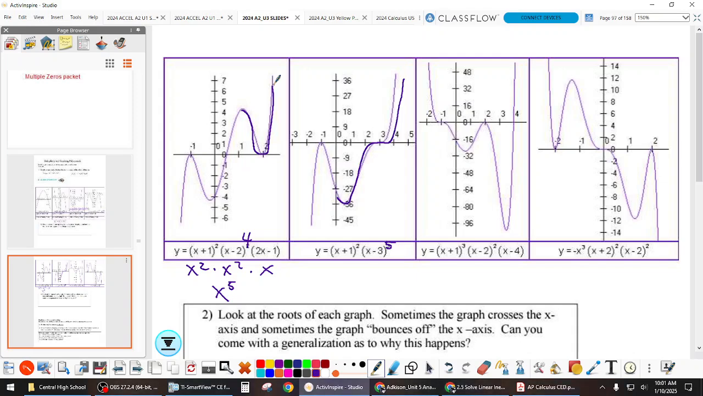Okay? So you don't have to distinguish between too many things. If it's a 1, it passes through. If it's even, it bounces. And if it's odd, not 1, it's going to curve through.